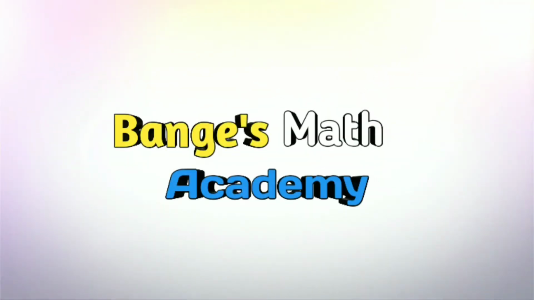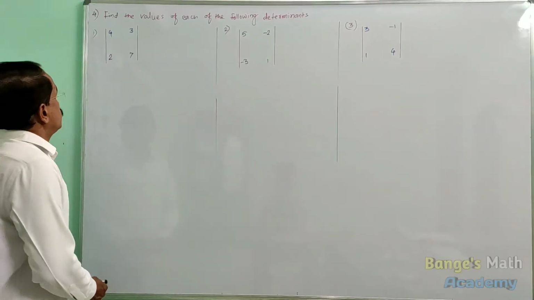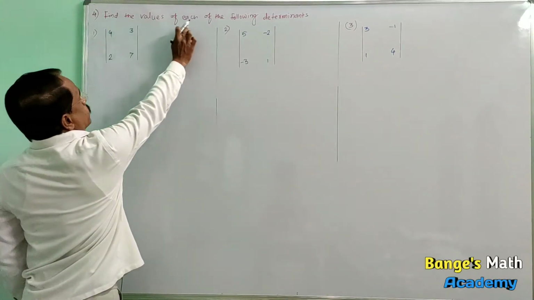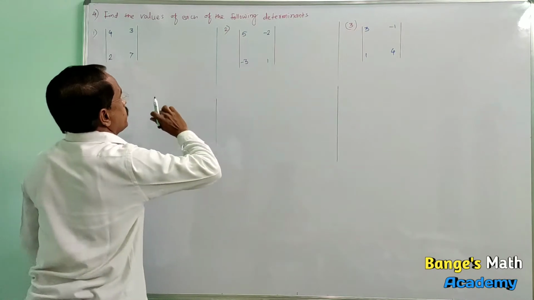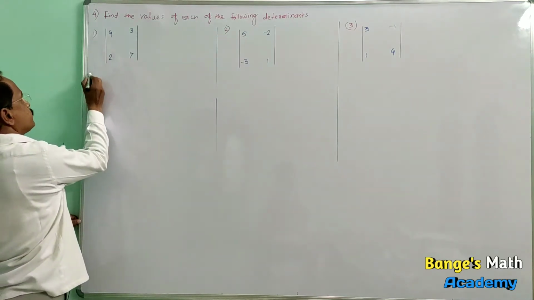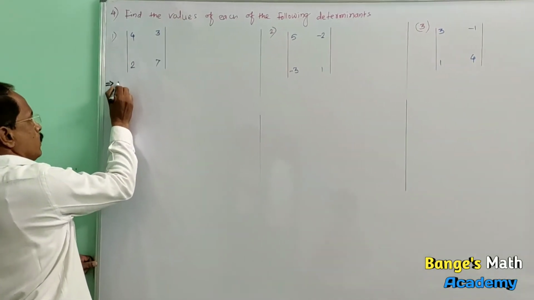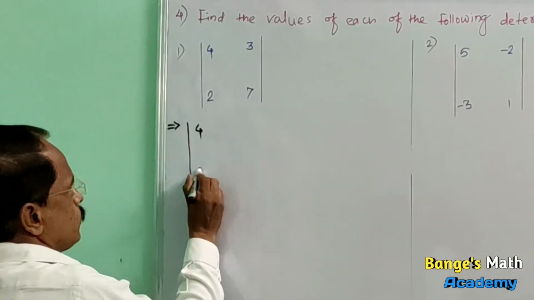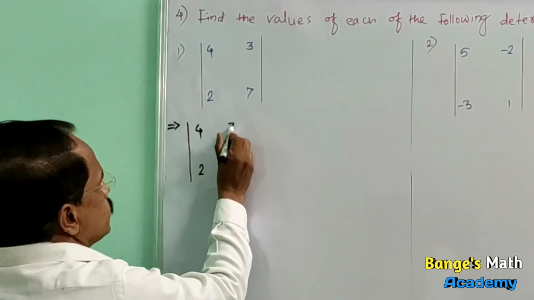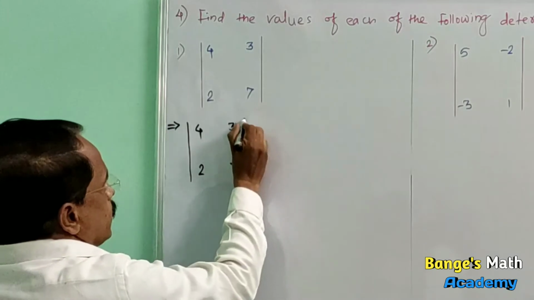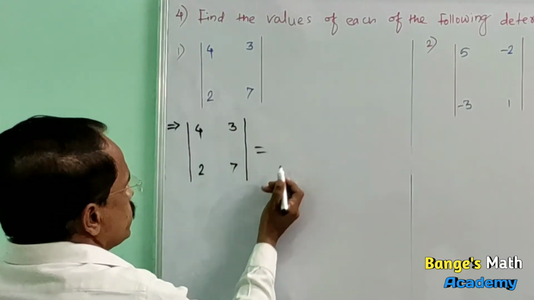Let's start. Question 4. Find the values of each of the following determinants. First example. In the first column 4, 2. In the second column 3, 7. We have to find the value of the determinant.